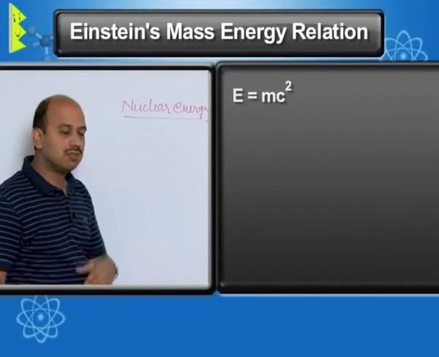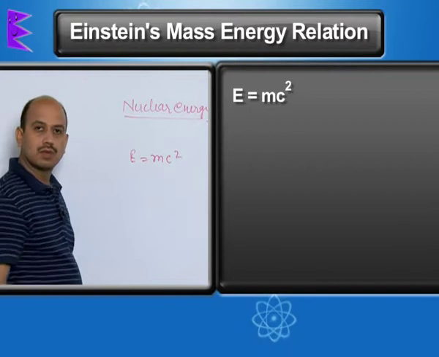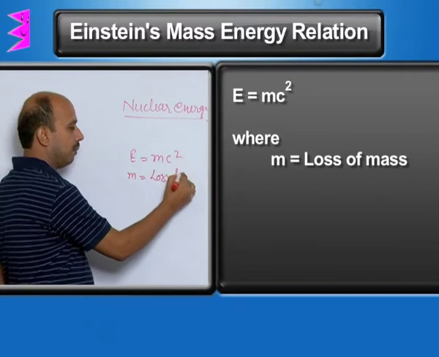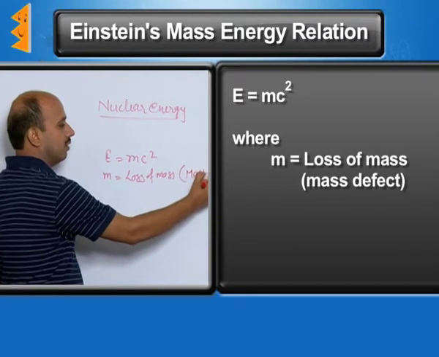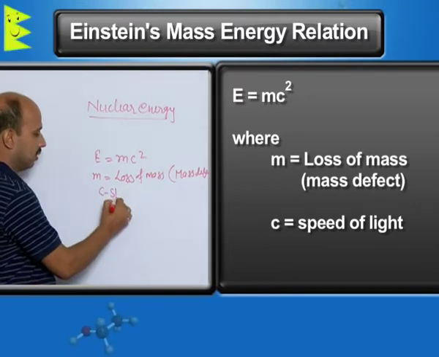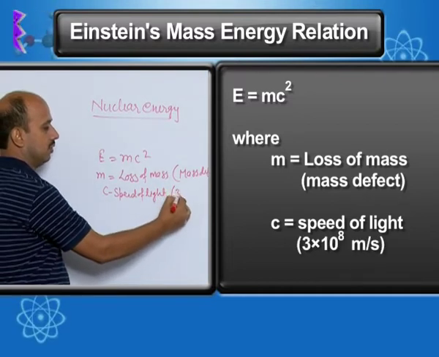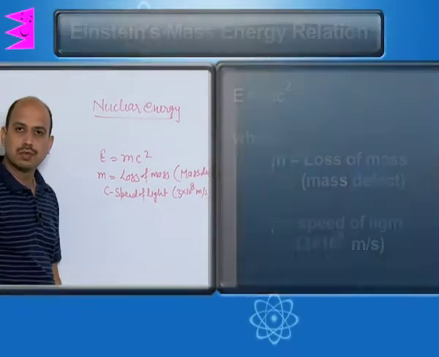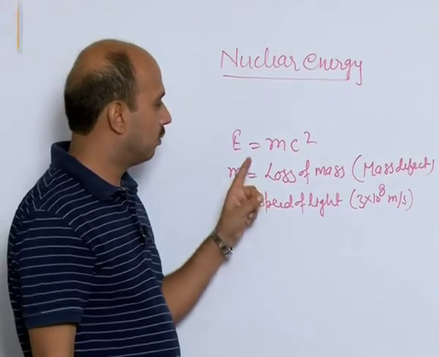There is Einstein's mass energy relation, that is E = mc², where m is called loss of mass. We can also call it mass defect, and c is the speed of light, that is 3 × 10^8 meters per second in vacuum. So, whenever mass is lost, that mass gets converted into energy by this formula.